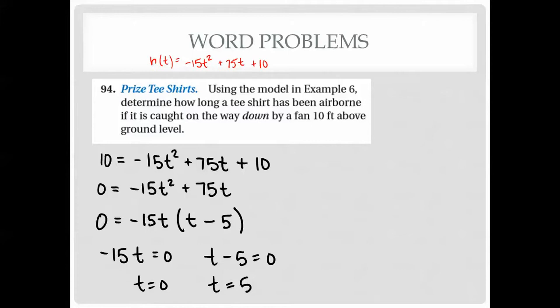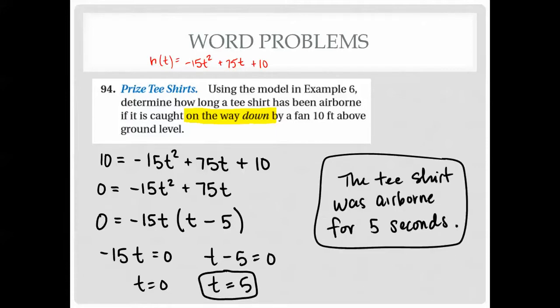So again, which answer makes the most sense? Well, this is being caught on the way down, so it's probably not going to be 0 seconds. It's going to be 5. So the answer: the t-shirt was airborne for 5 seconds.